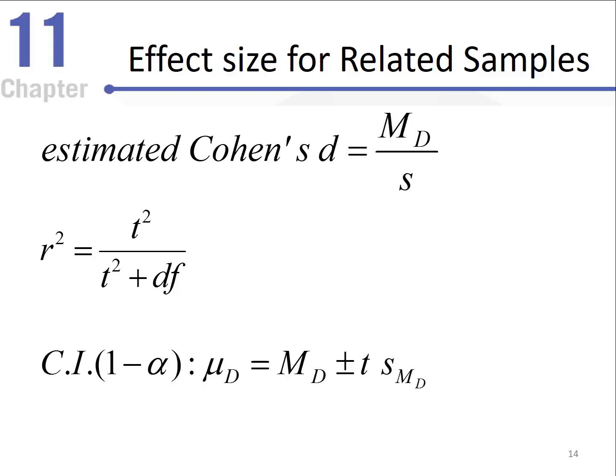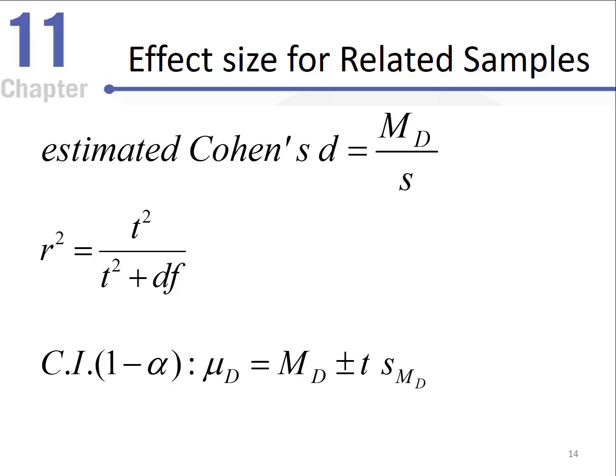An estimated Cohen's d, again, you can see it's very similar, but now it's just based on the sample mean difference over the standard deviation. And r squared is exactly the same formula as it was before. And again, that gives us the percentage of variance that is accounted for by the treatment.